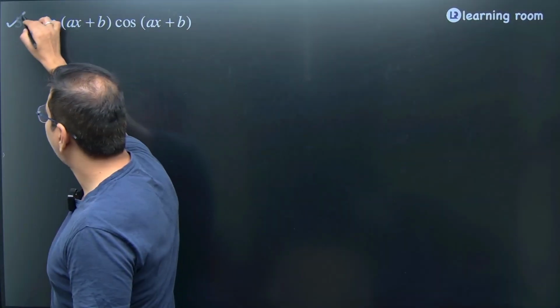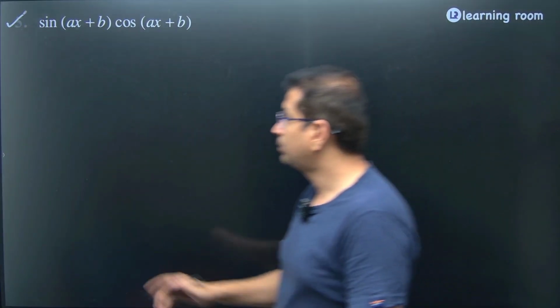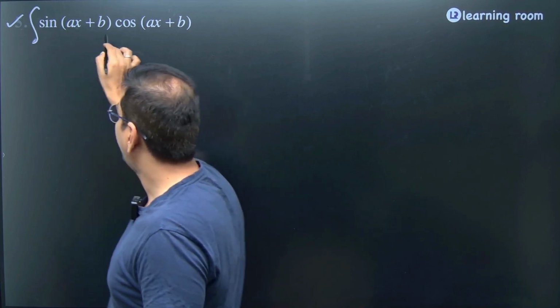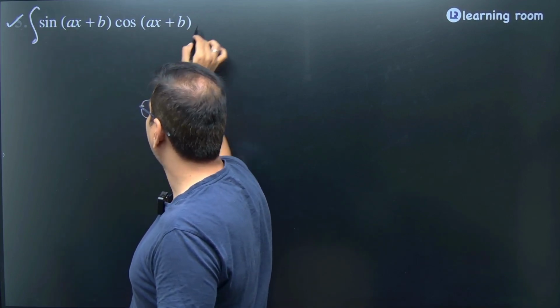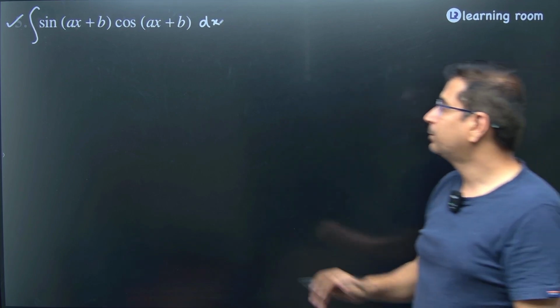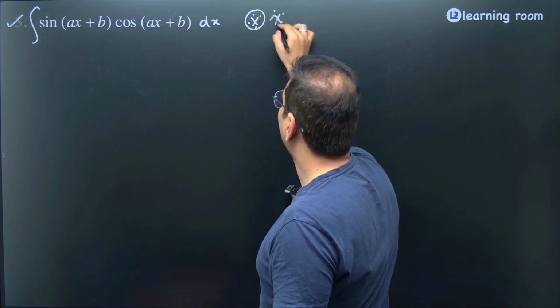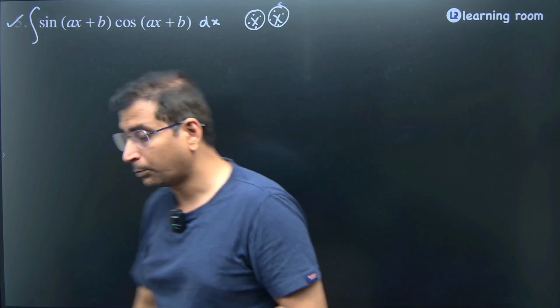So moving on to the fifth question, it says integral of sine of ax plus b into cos of ax plus b times dx. So mark this problem as important.